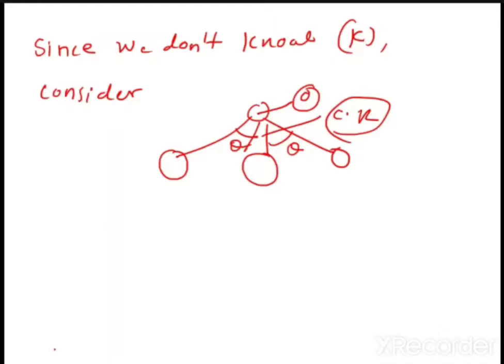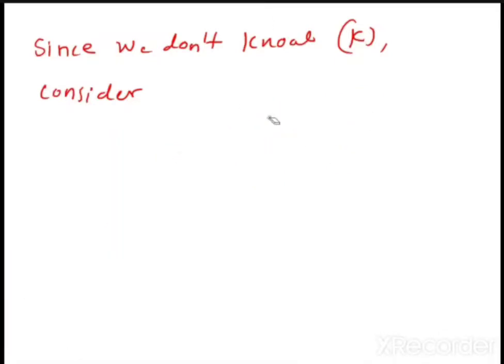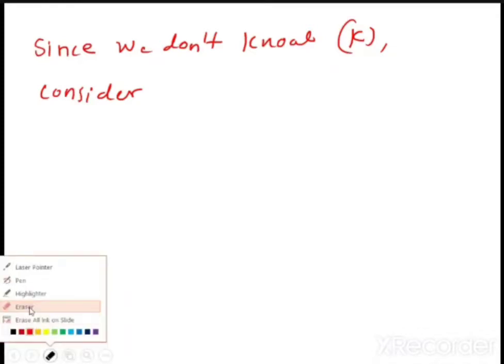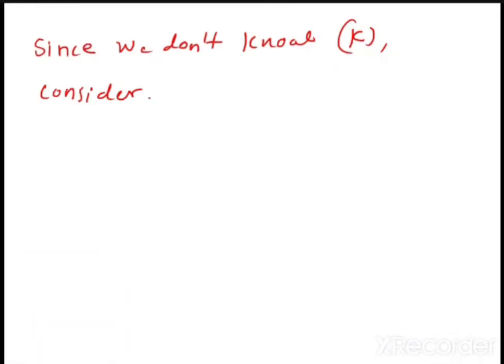So when K is not given, try to remember that you can consider this as a compound pendulum. Very, very important. I have already explained the theory of compound pendulum. So consider this connecting rod as a compound pendulum. Connecting rod system is known as a compound pendulum.